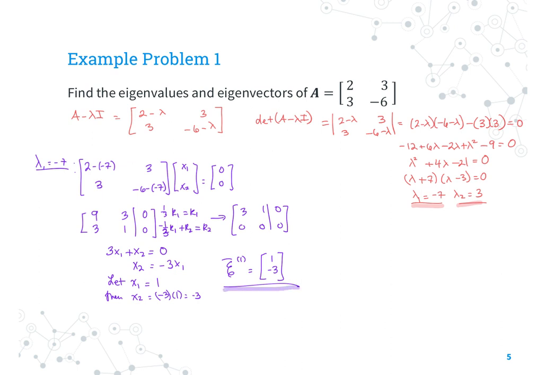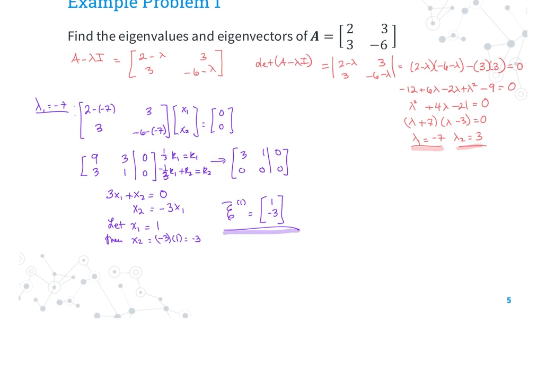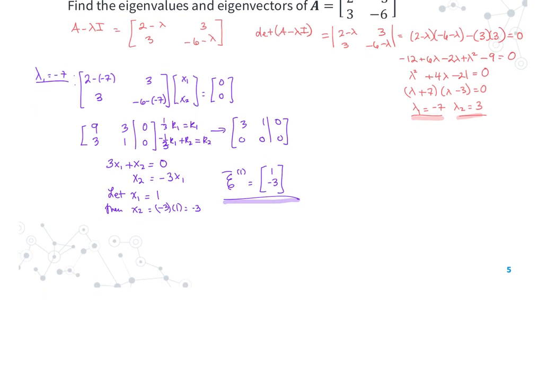So we've got one eigenvector done. Now we need to do the same thing for our other eigenvector, which is 3. So I'm going to scroll up a bit and see if I can get some more space down here. So let's do our other eigenvector. Lambda 2 equals 3. When we plug that in, we get the matrix [2 minus 3, 3; 3, negative 6 minus 3] times [x1, x2], and it equals [0, 0].